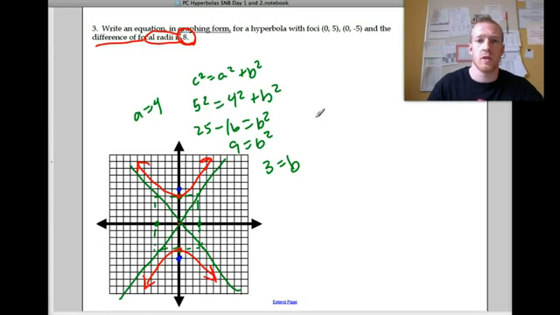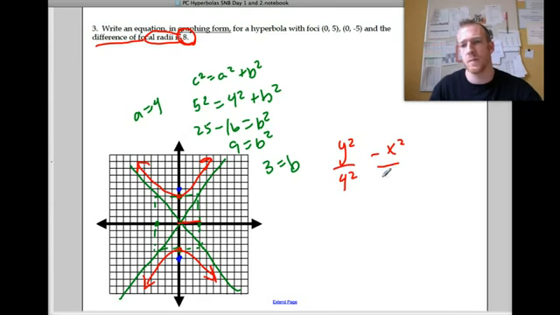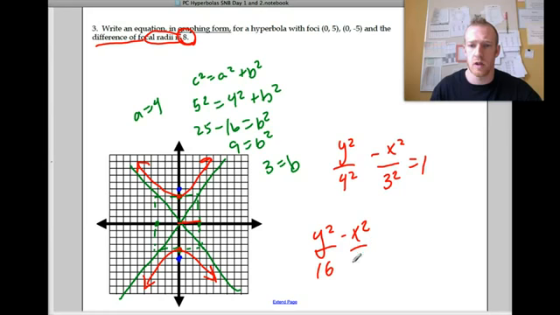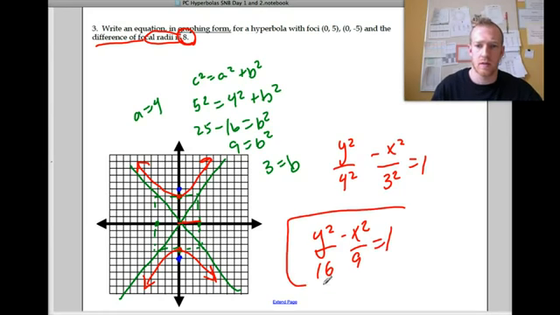And we want to write the equation in graphing form. So it's centered at the origin, opens up, so it's a y squared minus an x squared over our distance here. A is 4, so that's a 4 squared. Over our distance here, b is 3, that's a 3 squared, so that equals 1. So we have y squared over 16 minus x squared over 9 equals 1, and that is it. So pause it, bounce back and forth between the slides if you need to, and that's how to do it.